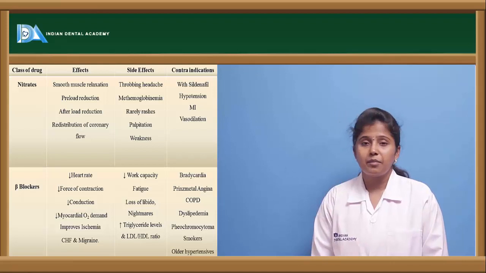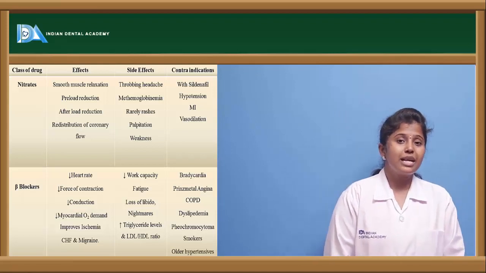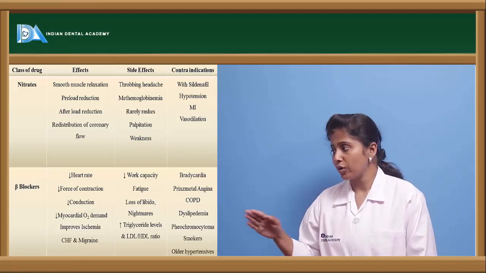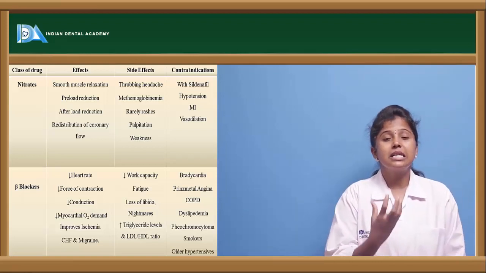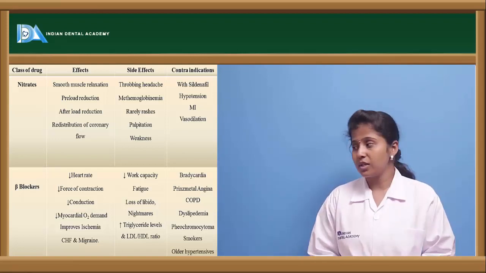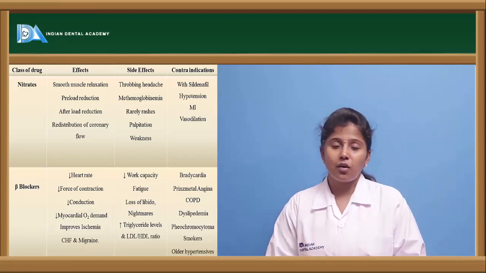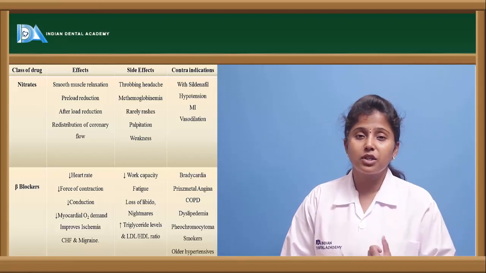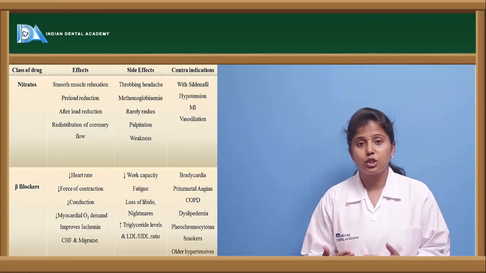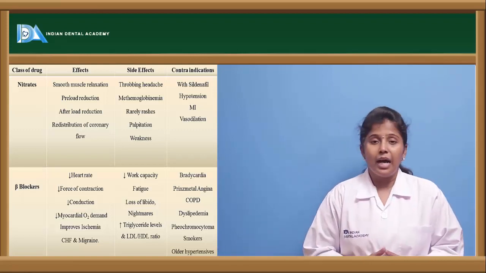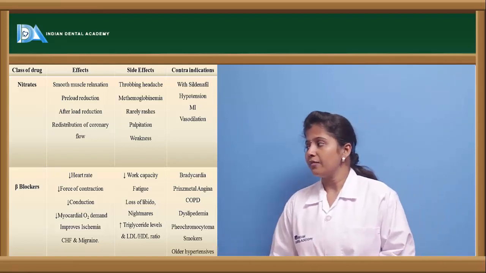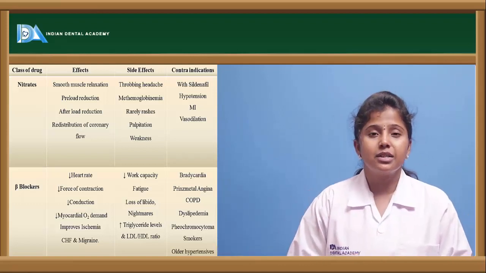The other class of drugs are beta blockers. Beta blockers show the action of decreased heart rate. They cause decreased force of contraction of the heart, and they even cause decreased conduction of the heart. So the impulses conducted in the heart can be reduced, and it decreases myocardial oxygen demand. So the demand for oxygen of the heart can be reduced, and it improves ischemic conditions. Whatever the ischemic conditions are, they can be improved, and this is useful in congestive heart failure and migraine.